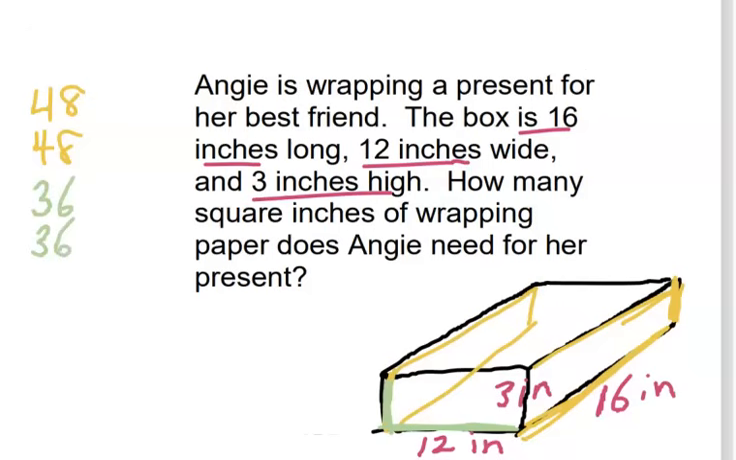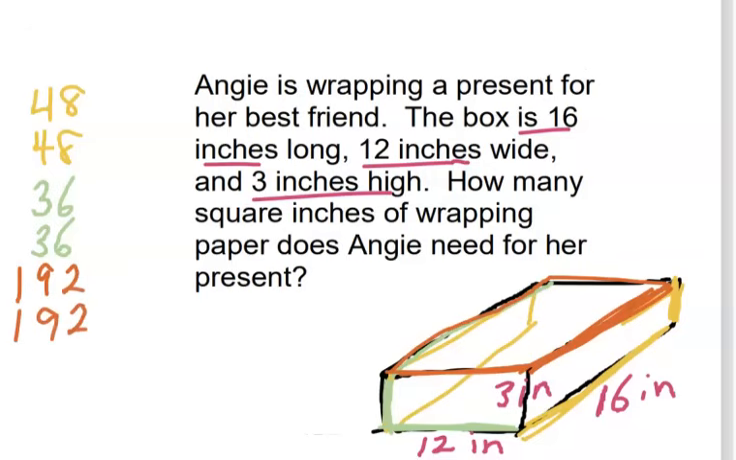All right, and then we have the top and the bottom. The top and the bottom are here. Oops, I thought I had a different color. Are here and down there. All right, so this is going to be 16 by 12. Okay, so 16 times 12 is 192. Going to write that down twice again because we have 2 of them, the top and the bottom.